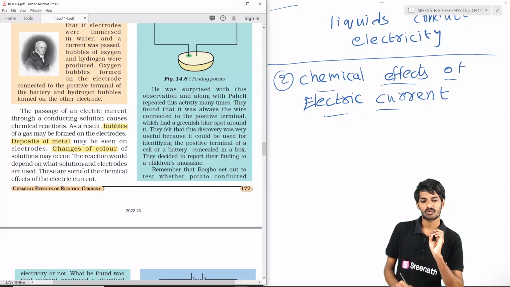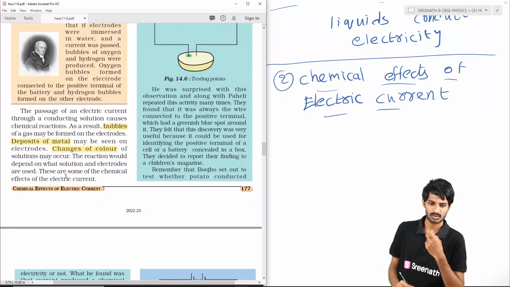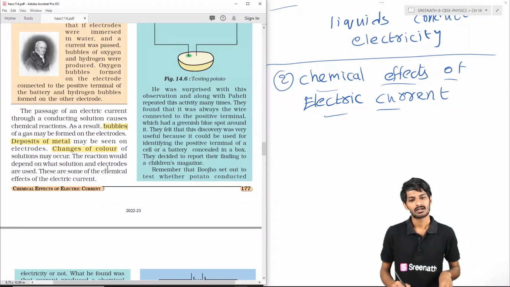So the reaction would depend on what solution and electrodes are used. What reactions are going on depends upon what electrodes and what solutions you have taken, students. Okay, that is the case.